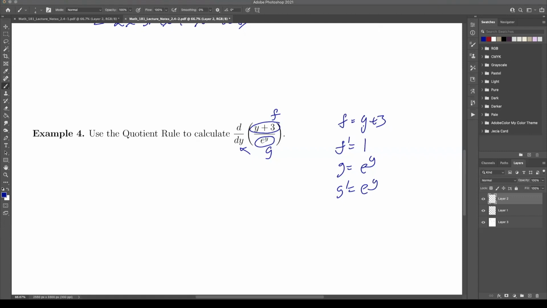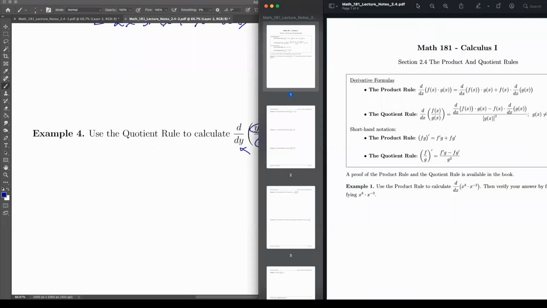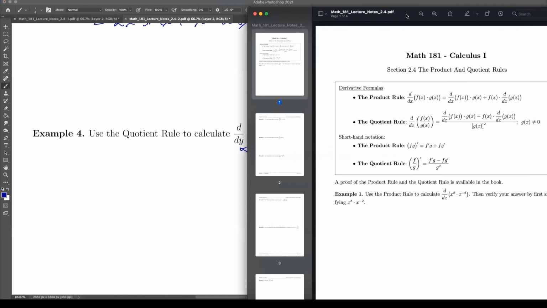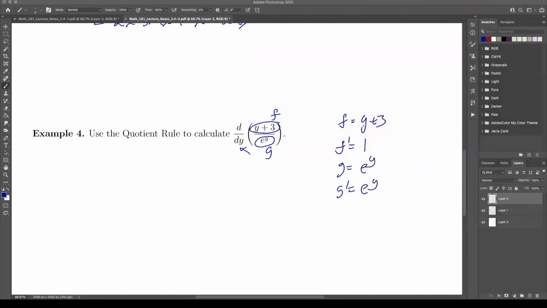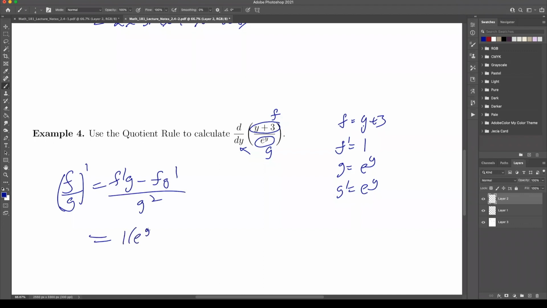So what do we want to do? Let's look at our little cheat sheet. We want to do f prime g minus g prime f over g squared. So let's type that in. So f over g prime is equal to f prime g minus f g prime over g squared. Just plug in what we have here. So f prime is 1 times e to the y, minus the quantity of y plus 3 e to the y, all over e to the y squared.